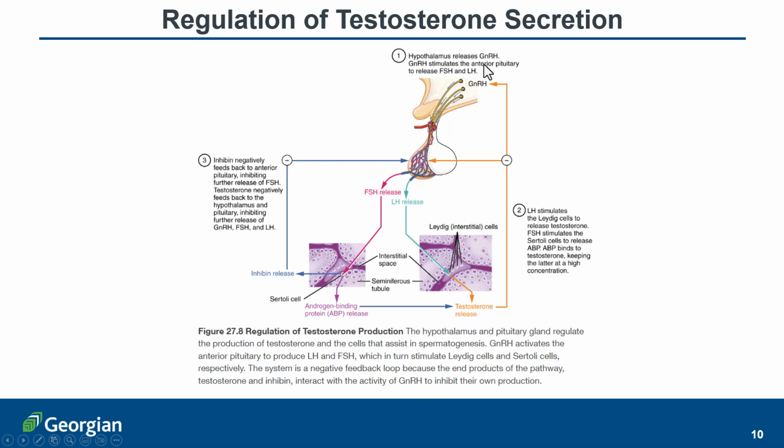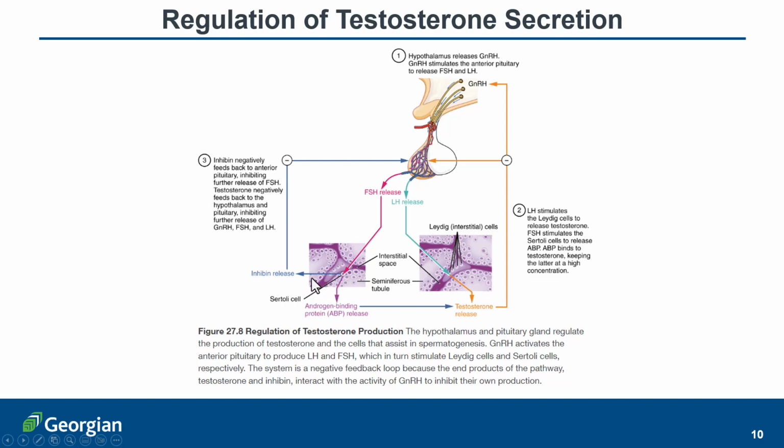The hypothalamus releases GnRH that stimulates the release of FSH and LH from the anterior pituitary. GnRH travels down the hypophyseal portal tract to stimulate the specialized cells in the anterior pituitary to release LH and FSH. FSH triggers the release of this ABP protein, which is really not very important, from the Sertoli cells.